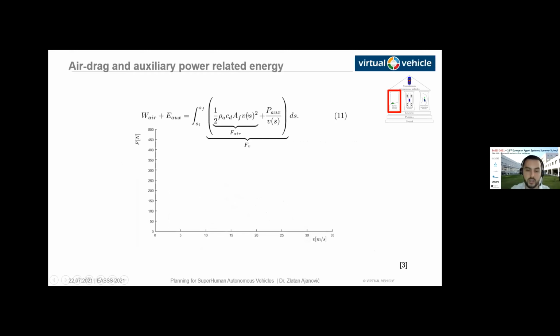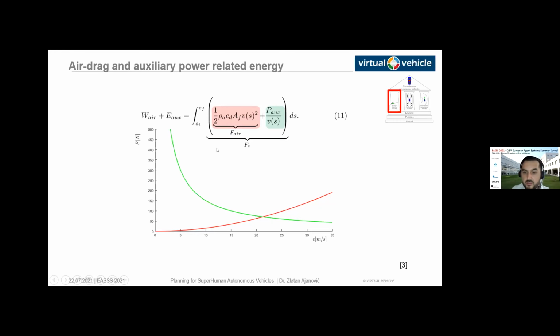And if we look into these equations, the component of air drag is proportional to velocity squared, and the other one, auxiliary, is inversely proportional to velocity. So this part with velocity squared, we can plot it like this, and the other one, we can plot it like this. And when we sum these two, the optimal velocity for air drag is to have zero velocity, right? Because it's minimum, it's zero energy lost, and for the auxiliary power, it is to have infinite velocity.